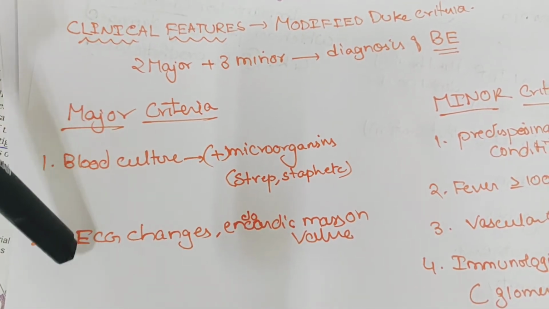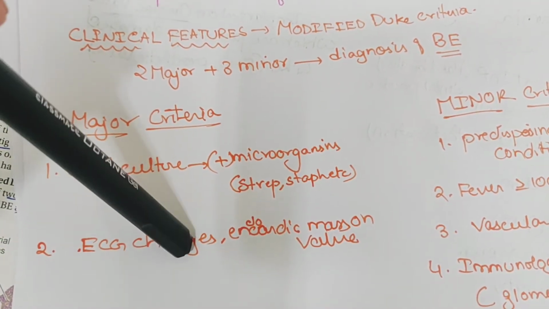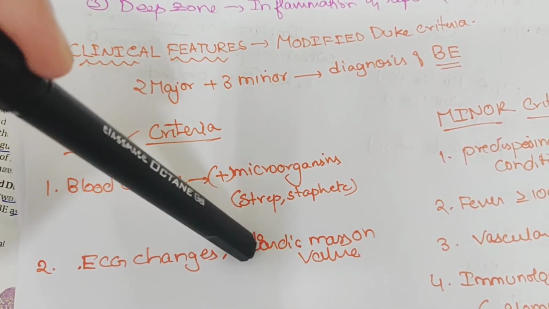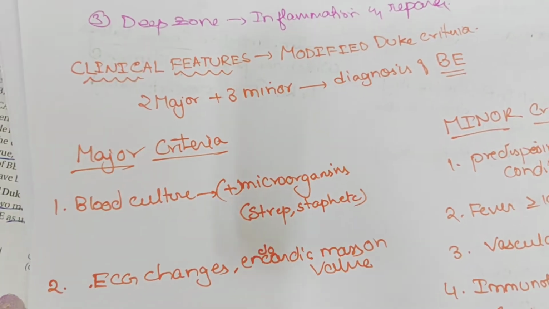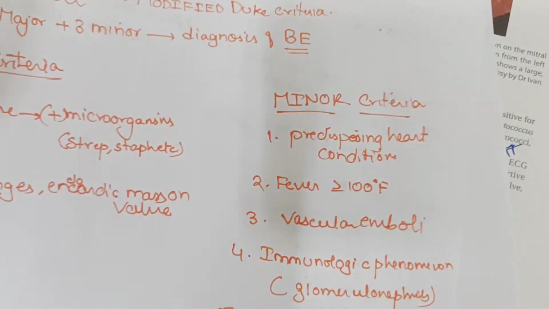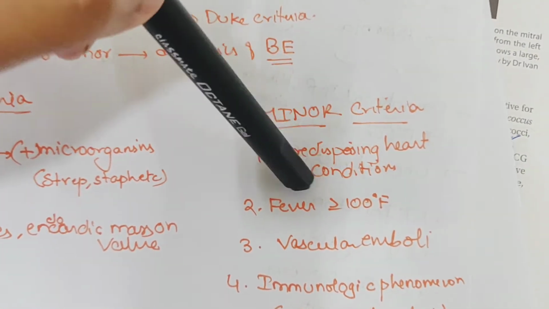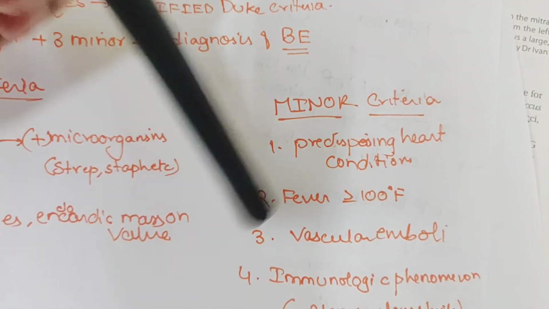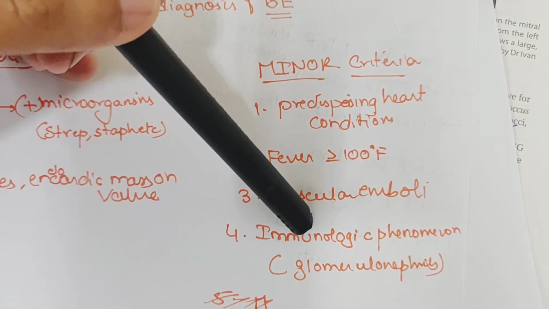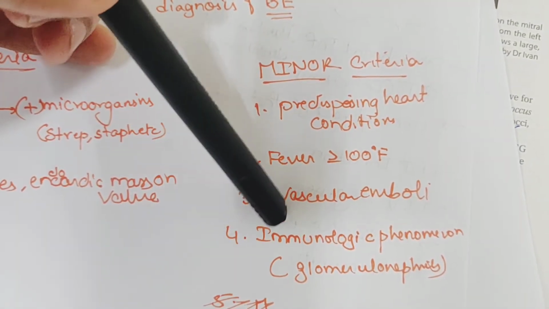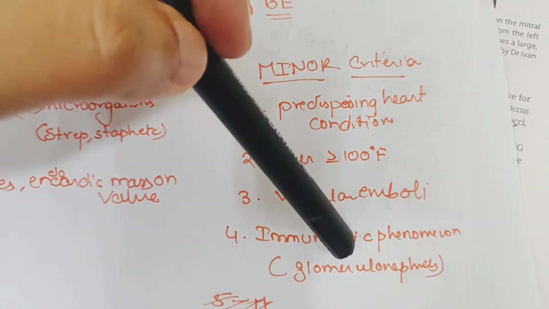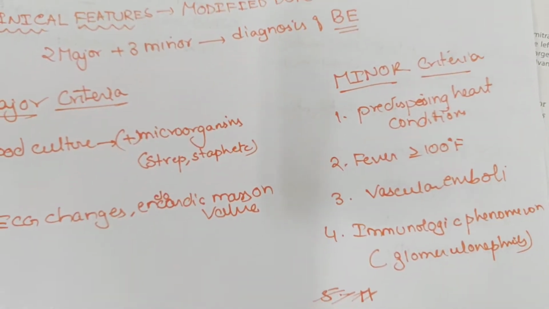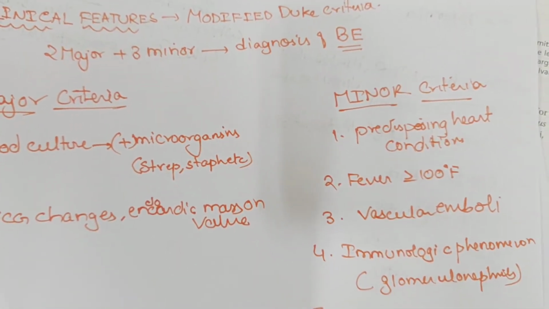other organisms like Klebsiella, etc. And in ECG we see changes which involve the endocardium mainly. There are cardiac masses on the valve, those are the vegetations that are present. And in minor criteria we can see predisposing heart conditions, and also fever, generally more than 100 degrees Fahrenheit, and we see vascular emboli, and immunologic phenomena like glomerulonephritis can be seen. So these are the clinical features of modified Duke's criteria.